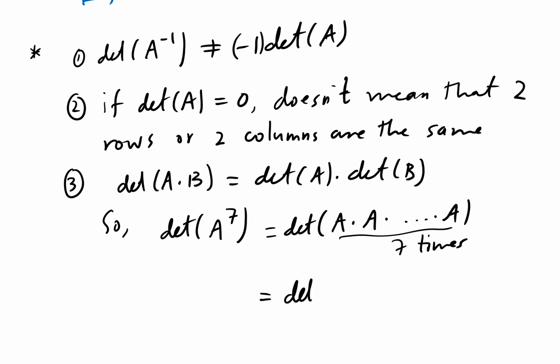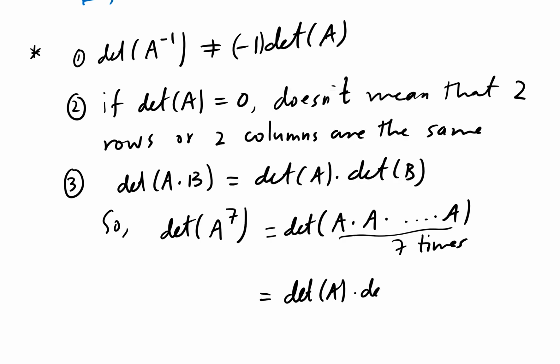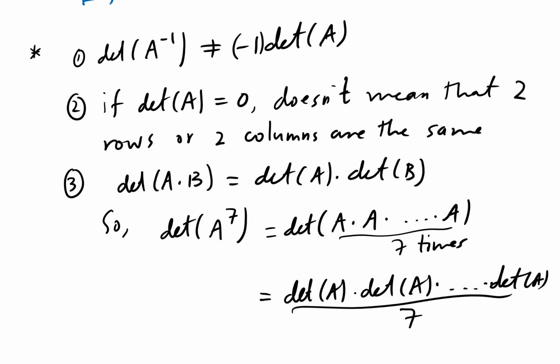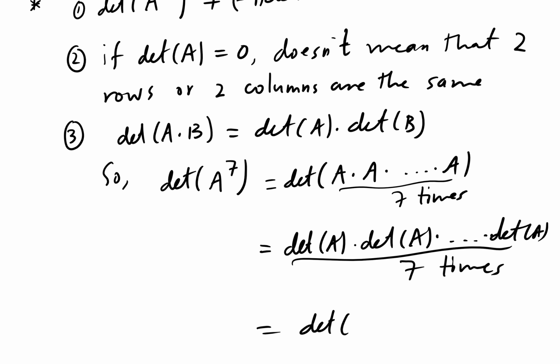This would be the determinant of A times determinant of A times determinant of A times determinant of A, 7 times. Okay, 7 times. And this can be rewritten as determinant of A to the 7th power. So in other words, if you're asked to find the determinant of A to the 7th, all you have to do is just find the determinant of A and raise the answer to the 7th power.